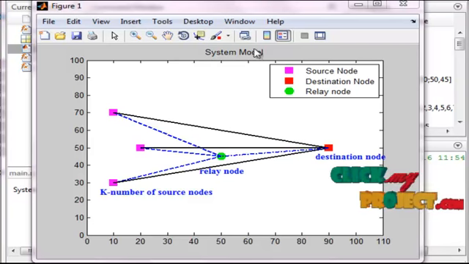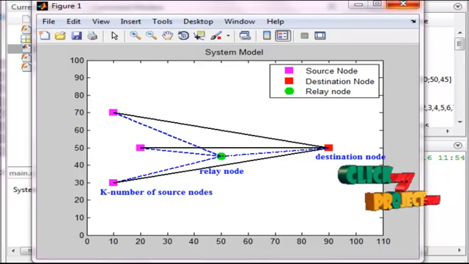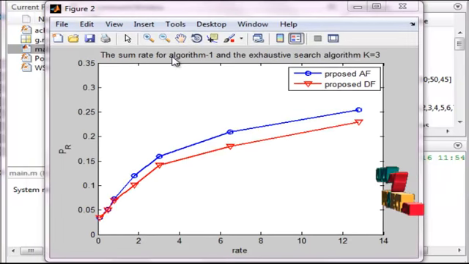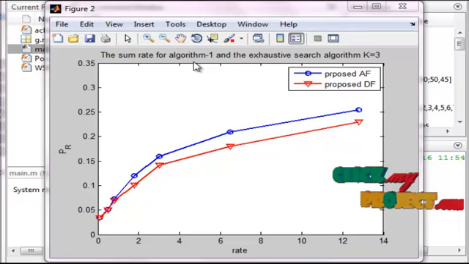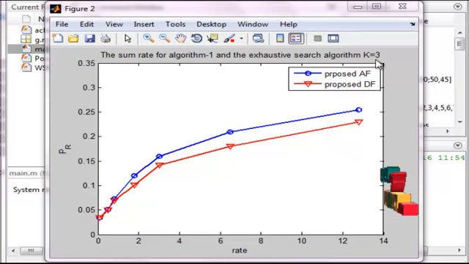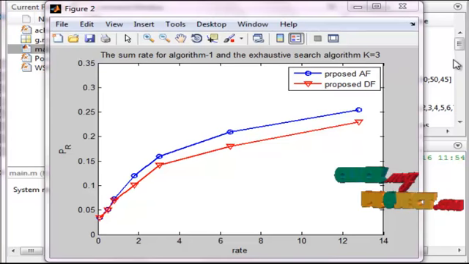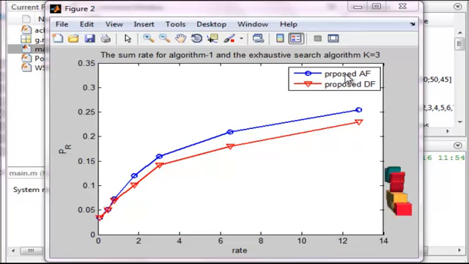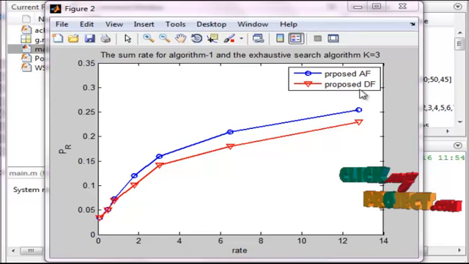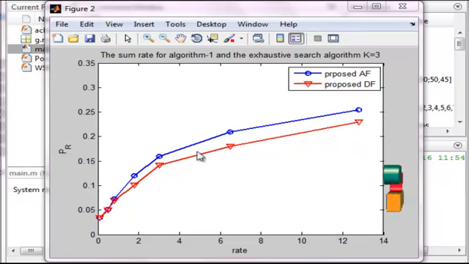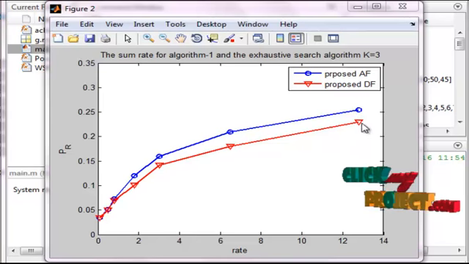So these are the descriptions of the system model. In this figure, the sum rate of algorithm 1 and the exact search algorithm is shown, with the number of sources K equal to 3. The proposed AF means amplify and forward, and DF means decode and forward. This is amplify and forward, and this red one is known as decode and forward.